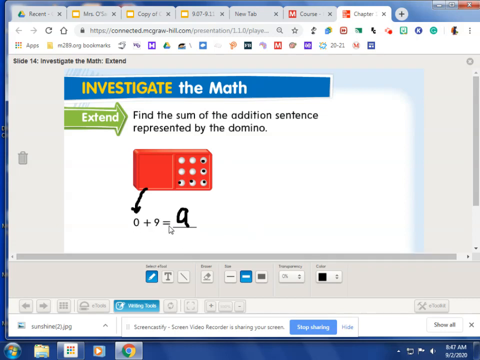This number will not change when you add 0 to it. The number stays the same. All right.